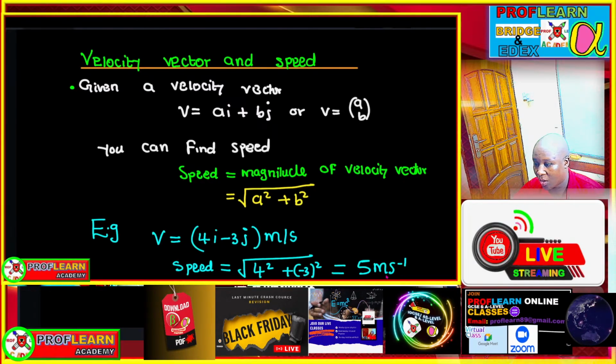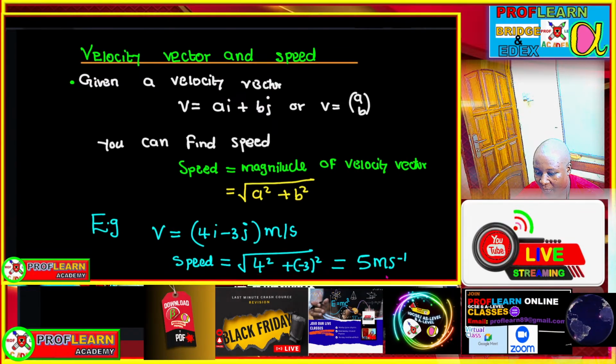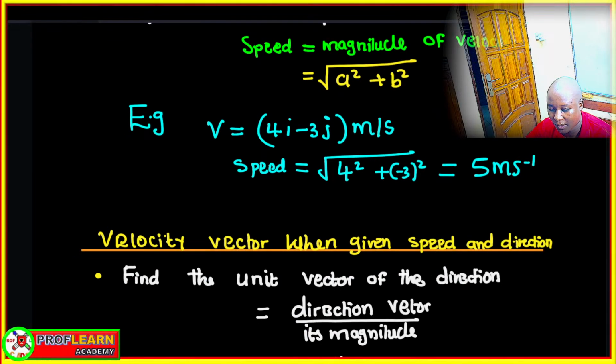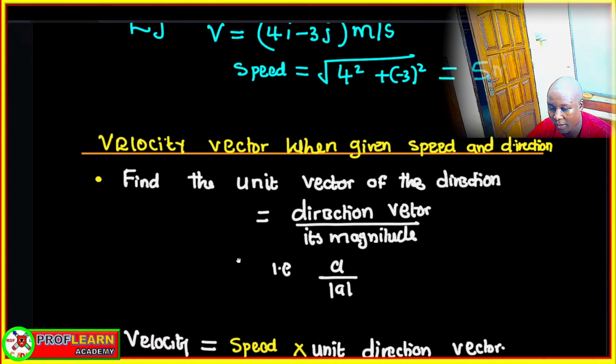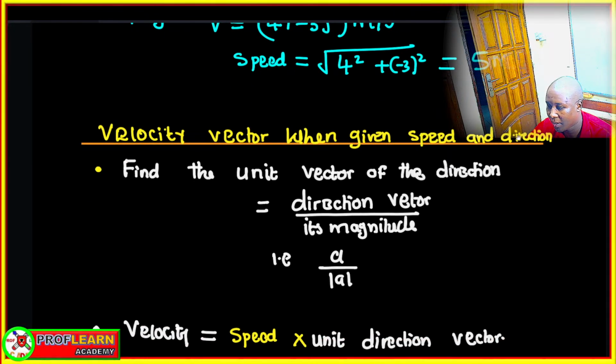So if you are given a vector as the direction, then you can be asked to work out the unit vector, right? Now, for instance, in this case here, we are told to find the velocity vector when given a speed and direction.